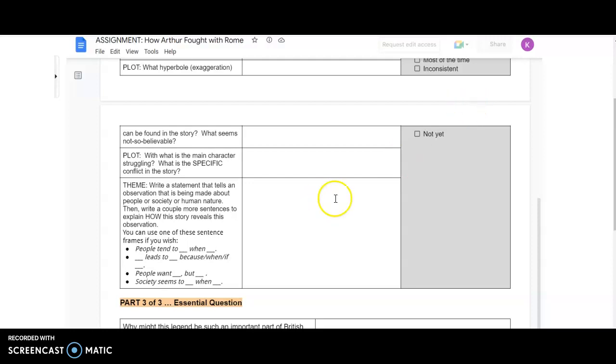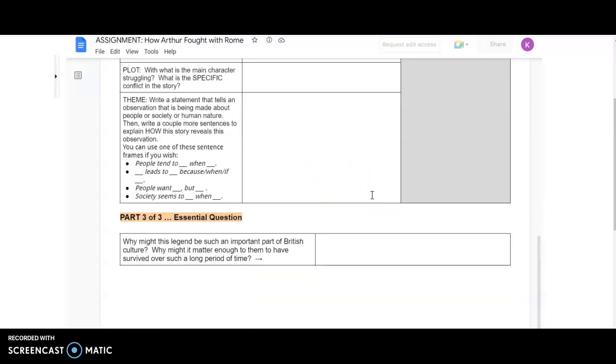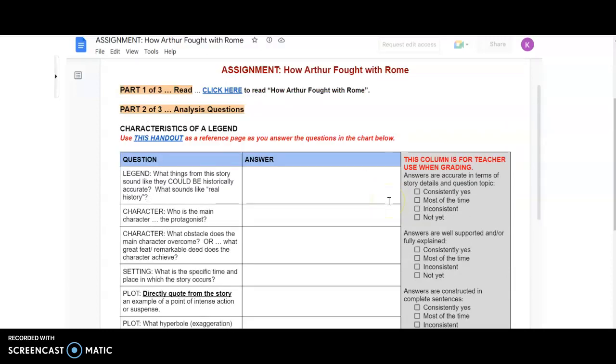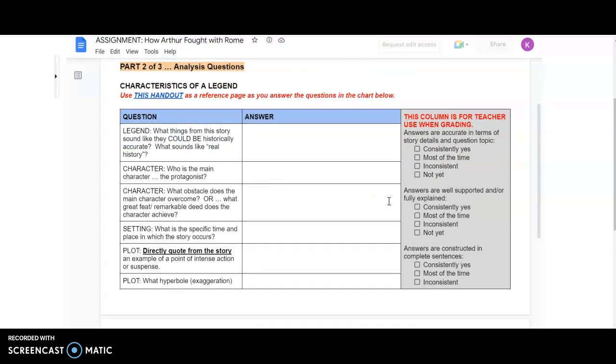And finally, consider our essential question. Answer this. Why might this legend be such an important part of British culture? Why might it matter enough to them to have survived over such a long period of time? All right, so make sure you write in complete sentences, make sure that your answers are accurate, and make sure that you are supporting everything as well.